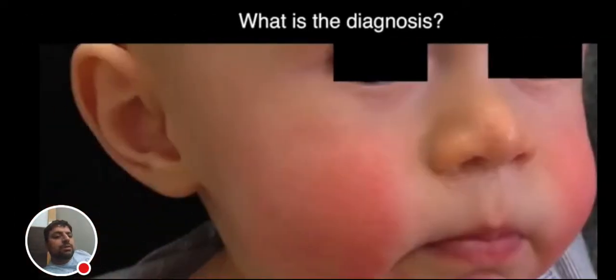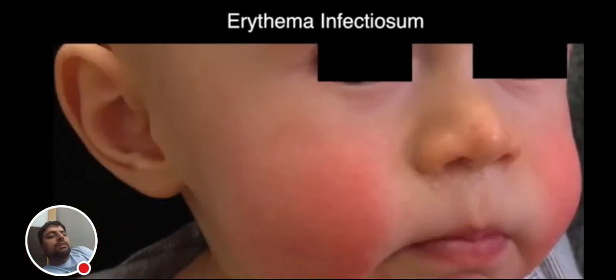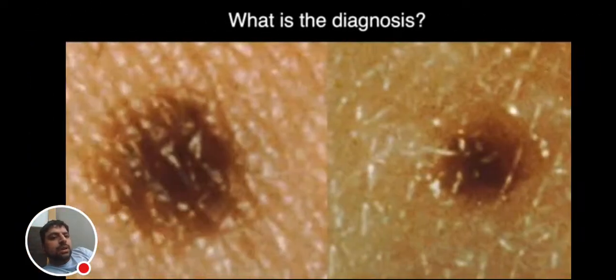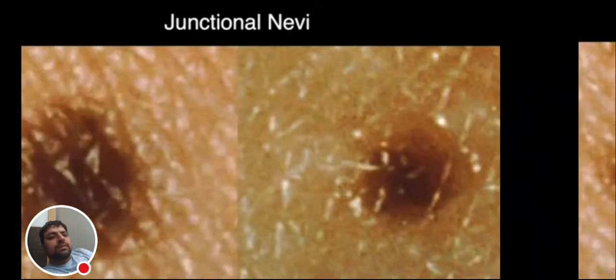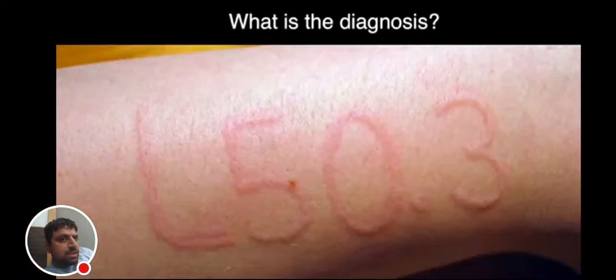Now, what is the diagnosis here? Erythema infectiosum. This is erythema infectiosum. Now, what is the diagnosis here in this case? This is a case of junctional nevus. Junctional nevus. We already discussed dysplastic nevus. Now this is junctional nevus.